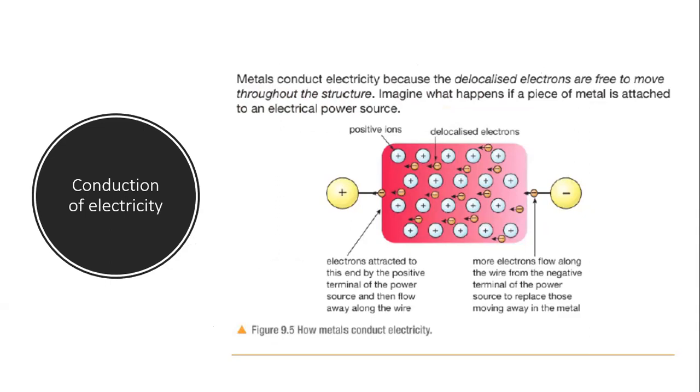So you said metallic bonding is the electrostatic force of attraction between the electron and the proton. Exactly. But don't say proton, say positive ion. Proton is present inside the nucleus. It is the positive ion that is present.